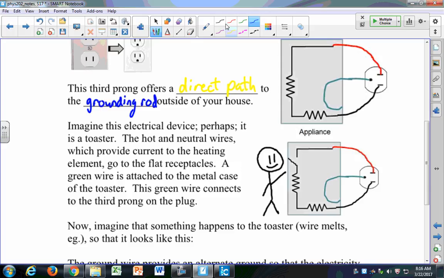But alternatively, if the case is grounded, that electricity will come out. It'll come out here. It'll say, I don't want to go through that guy because it's too much resistance. Instead, I'm going to go out this way, and then I'll go outside your home and go into the ground through that grounding rod outside your house. So the third prong provides an alternate ground for your devices to protect you from these faulty devices.